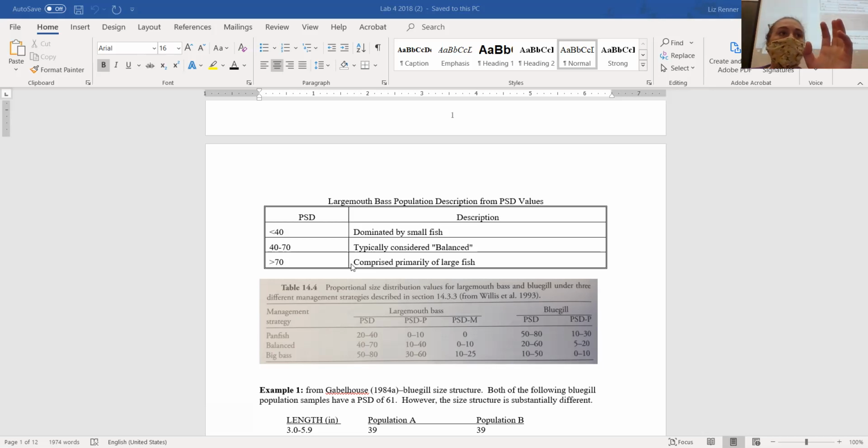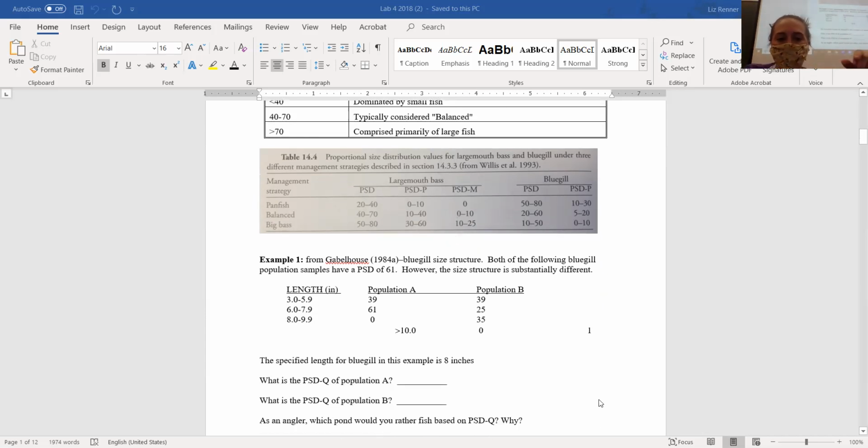So that's something that would be generally good for fisheries managers if you were in the balanced range. If you had a PSD greater than 70, it would mean that it's skewed towards large fish. Like you've got a whole bunch of older, larger fish, but not that many smaller ones. So your recruitment might actually be a problem. And so this is just a way that we can quantify how shifted you are towards small or large fish for a particular population within a particular body of water.